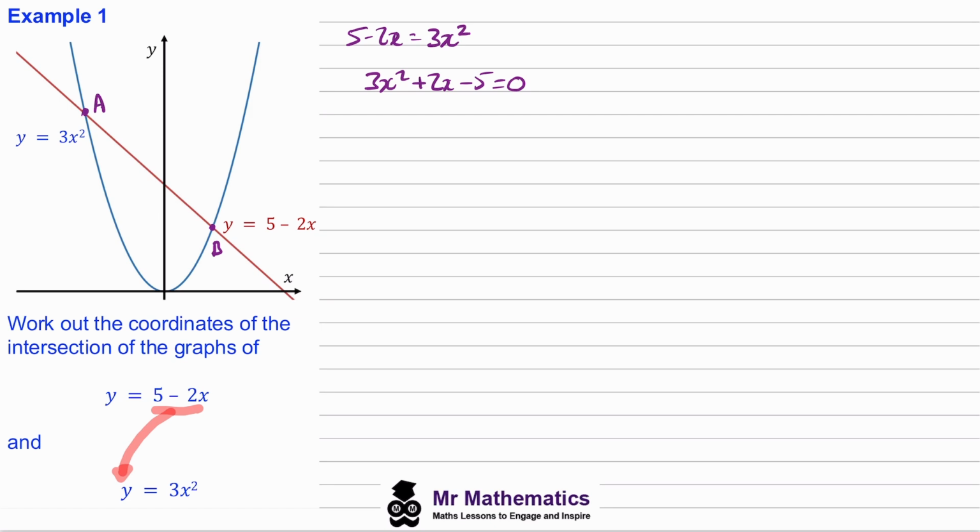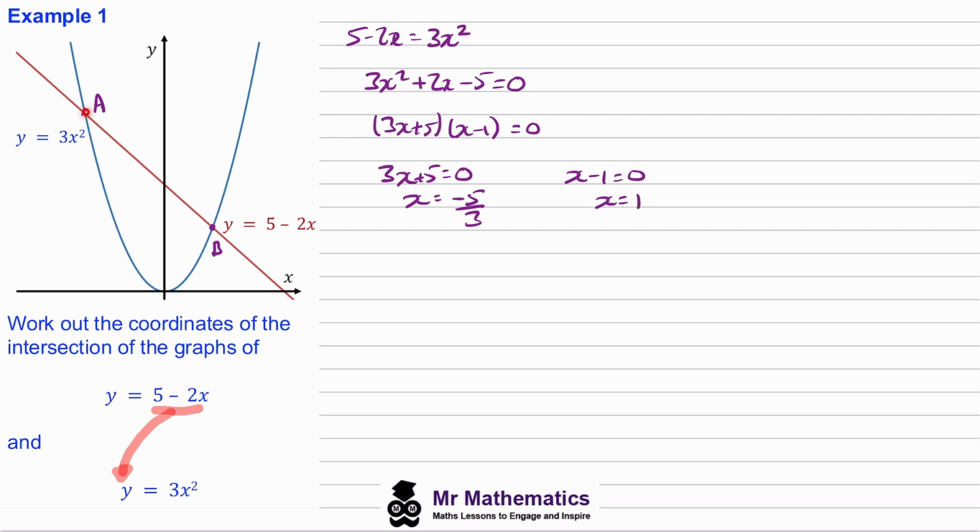And we can factorize this quadratic. So we get 3x plus 5 multiplied by x minus 1. Now our solutions will be when each of these brackets equals 0. So 3x plus 5 must equal 0, so x must equal negative 5 over 3. And x minus 1 must equal 0, so x will equal positive 1.